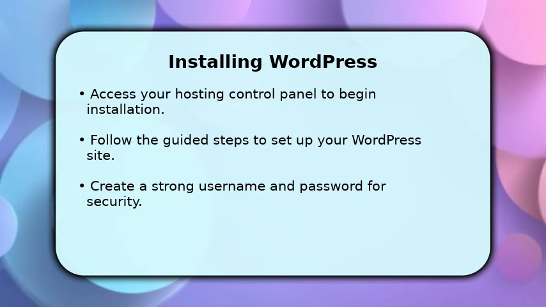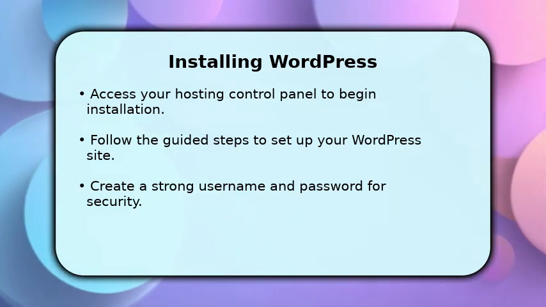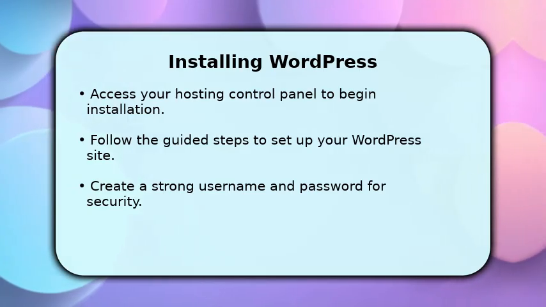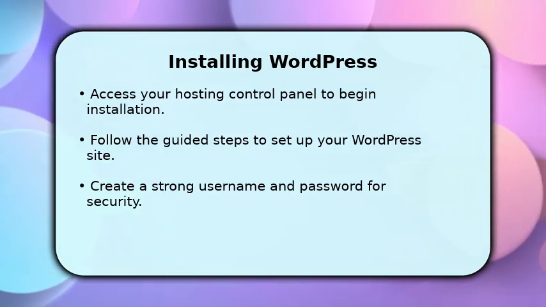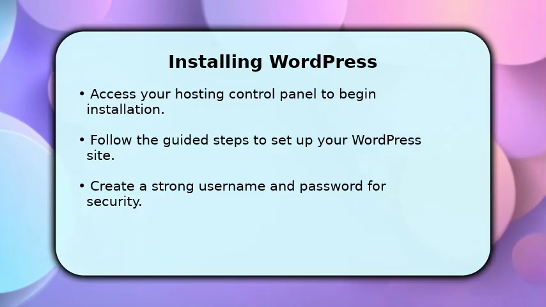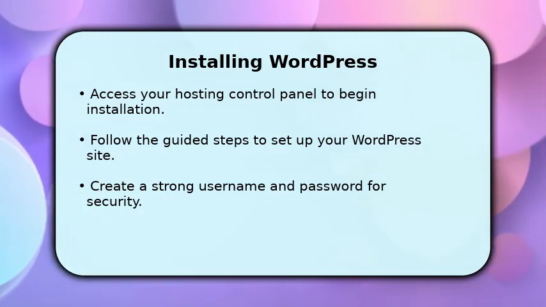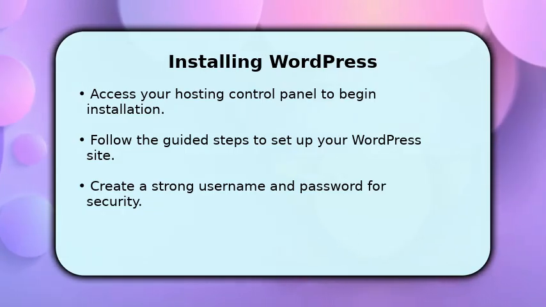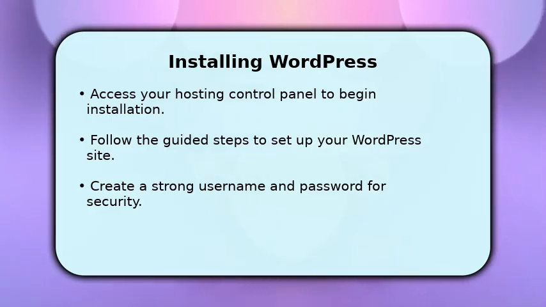Once you have your hosting and domain, the next step is installing WordPress. Log into your hosting account's control panel, often called cPanel. Look for an auto-installer, usually labeled WordPress or one-click install. Follow the prompts, which typically involve selecting your domain and creating an administrator username and a strong password. This process usually takes only a few minutes to complete.